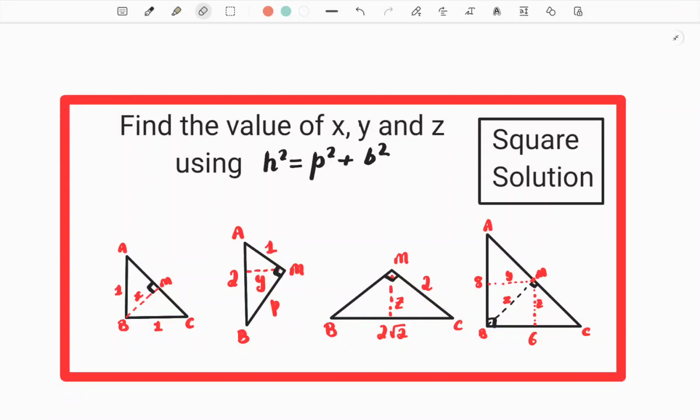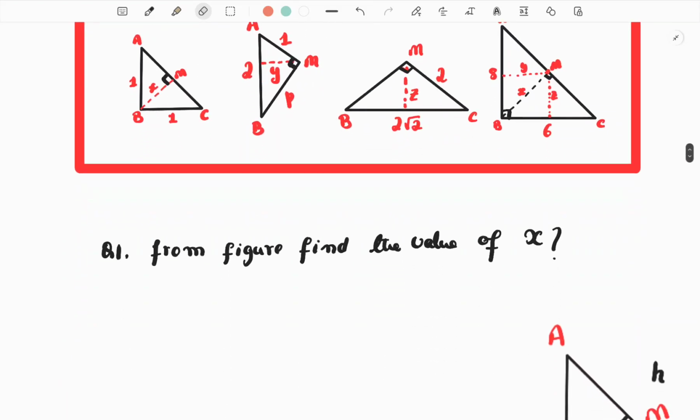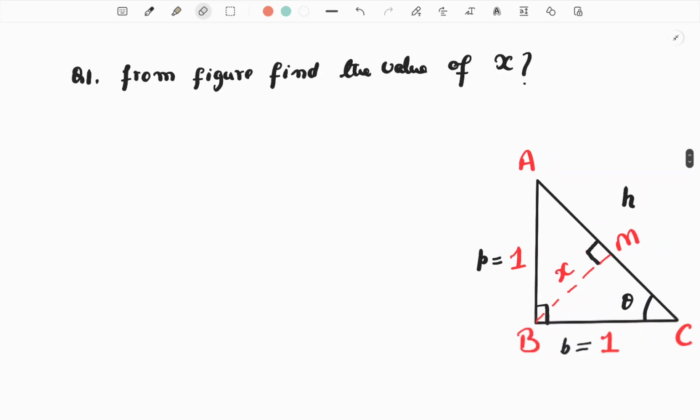In this video, we will find the value of x, y and z using the formula h square is equal to p square plus b square. So the first question is, from figure find the value of x.